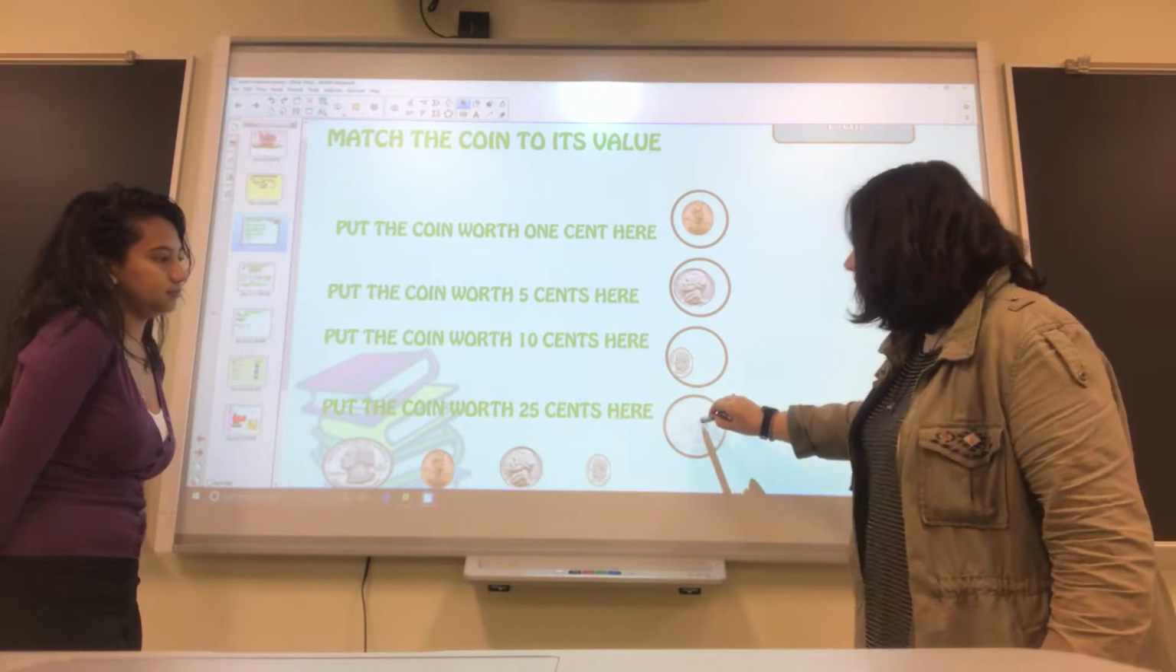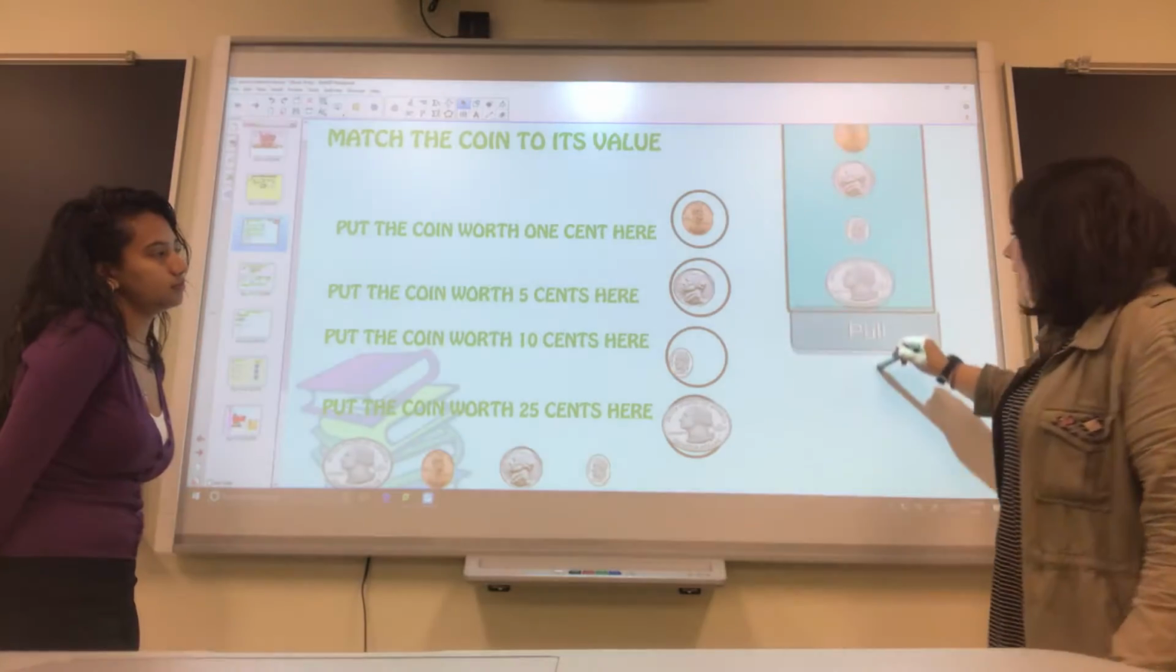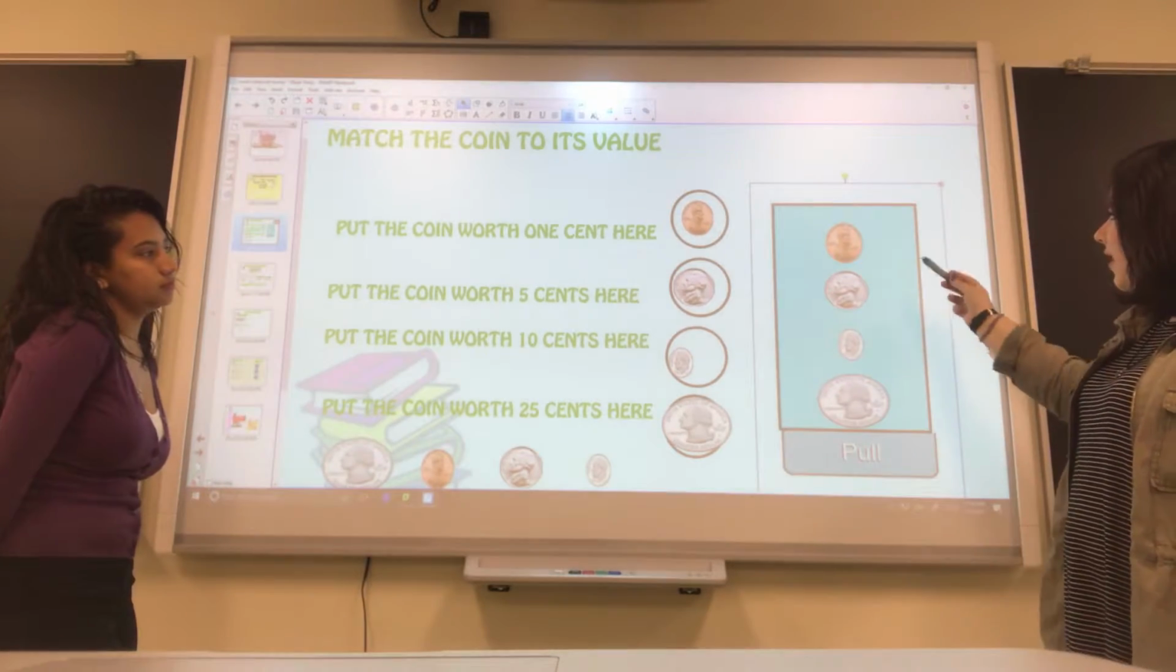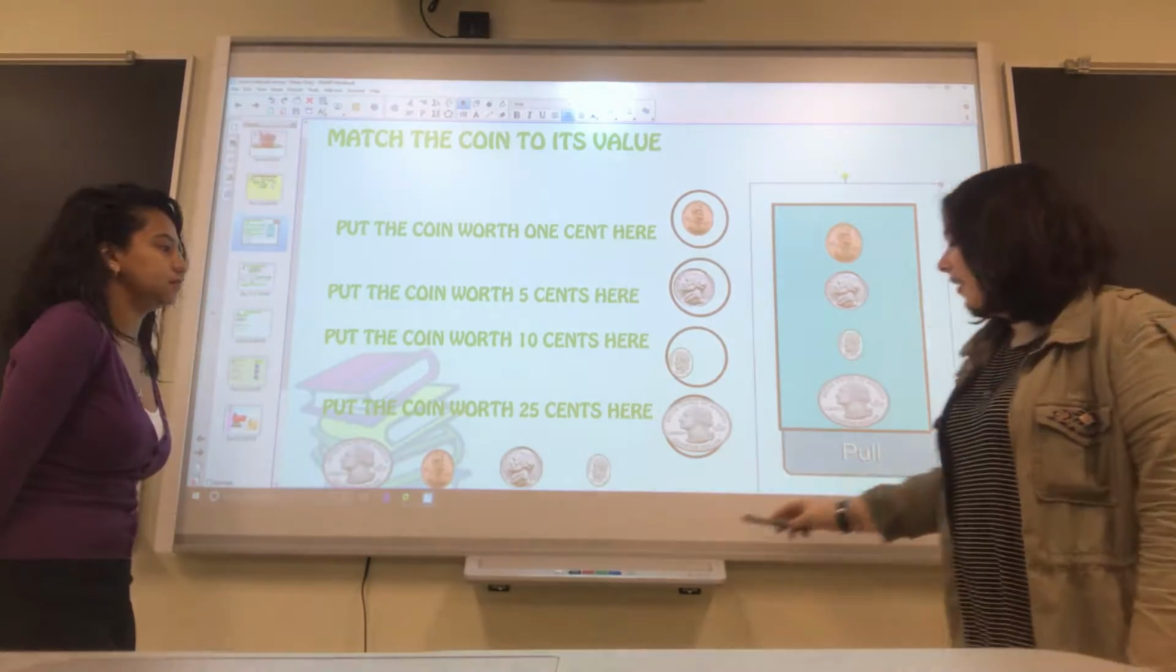And after the students are done dragging the coins to match their value, they're able to pull down here and have an answer key for instant feedback where the teacher could then explain their errors and move on to the next slide.